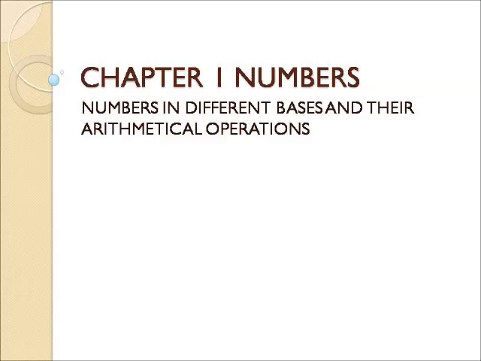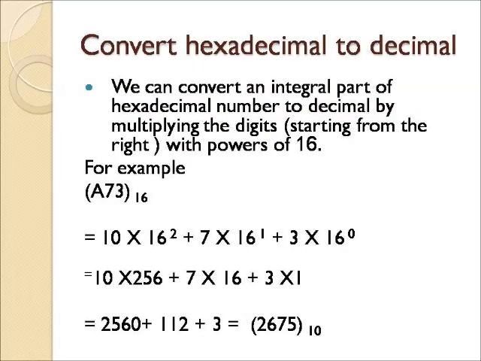Hello students, today we are going to convert hexadecimal numbers to decimal. We can convert an integral part of a hexadecimal to decimal by multiplying the digits with the powers of 16.